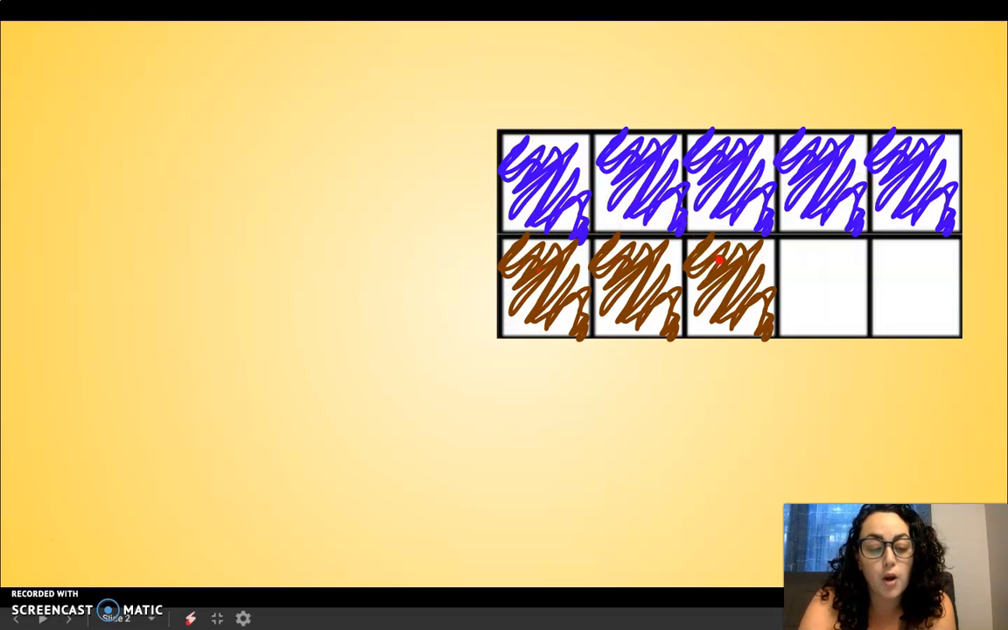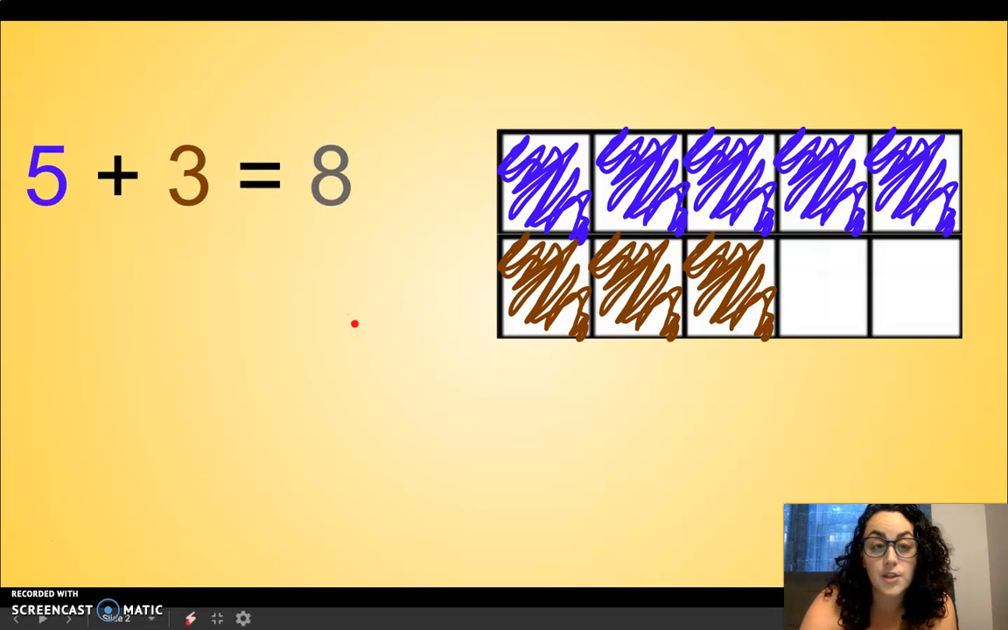So remember, we have part plus part equals whole. So first part is 5. 5 plus 3 equals 8. That's what our addition sentence is going to look like. Look, it matches. 5 plus 3 equals 8. Part plus part equals whole.